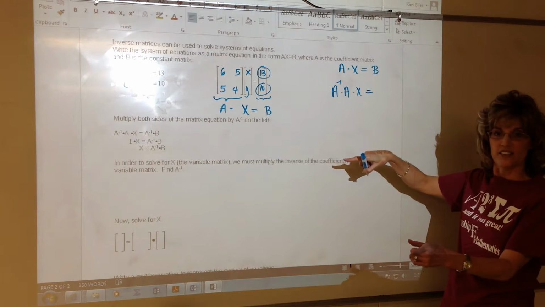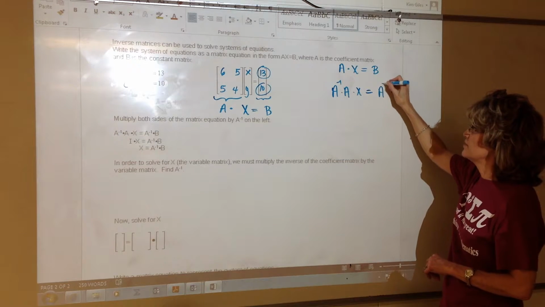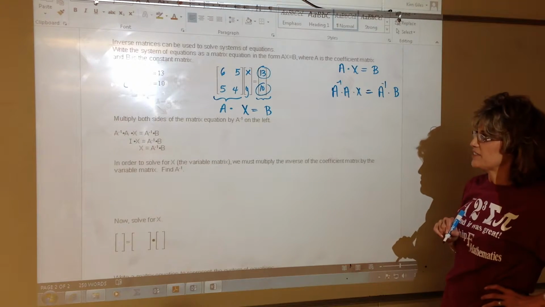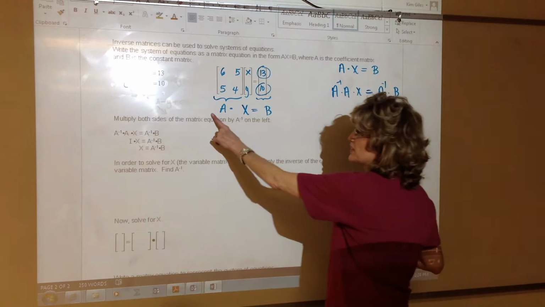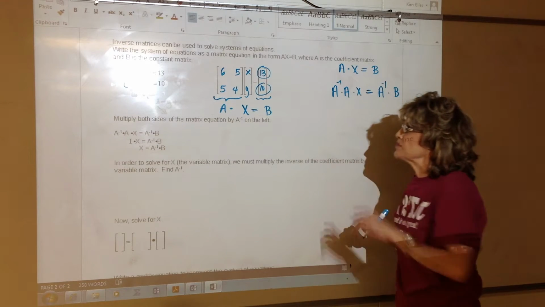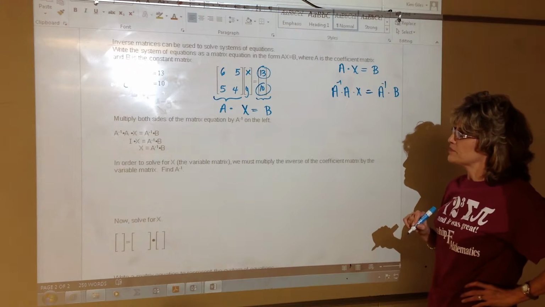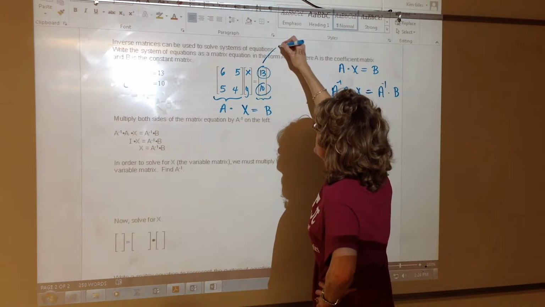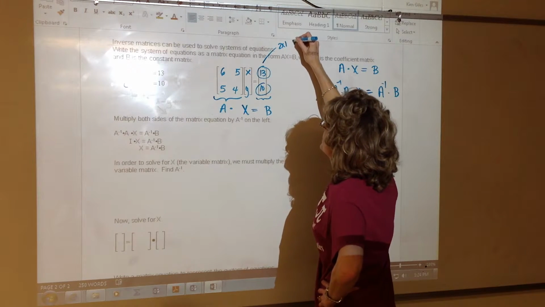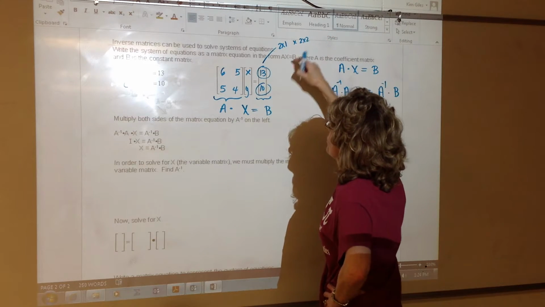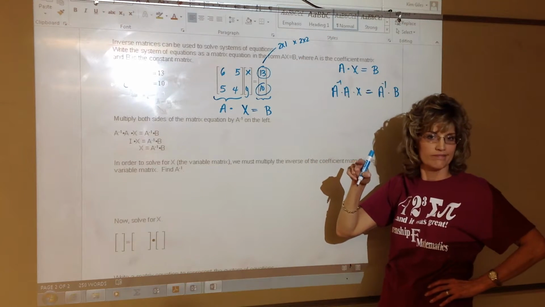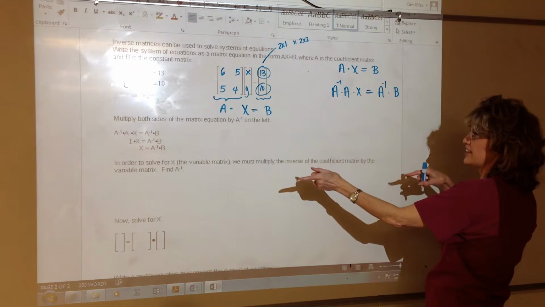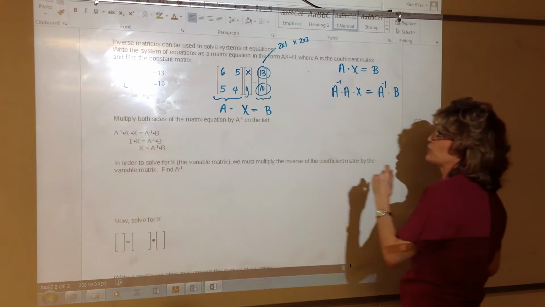Whatever I do on one side, I have to do the same thing on the other side: A inverse times B. And we're always going to put it on the left, because A inverse is going to be a 2 by 2. If I put it on the other side, this one is a 2 by 1, and if I wanted to multiply it with a 2 by 2 on the right side, would I be able to do that? The dimensions wouldn't match. So we're going to always put A inverse on the left, because it's going to be a 2 by 2.